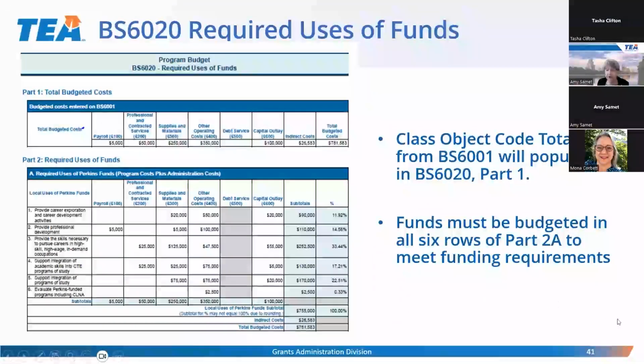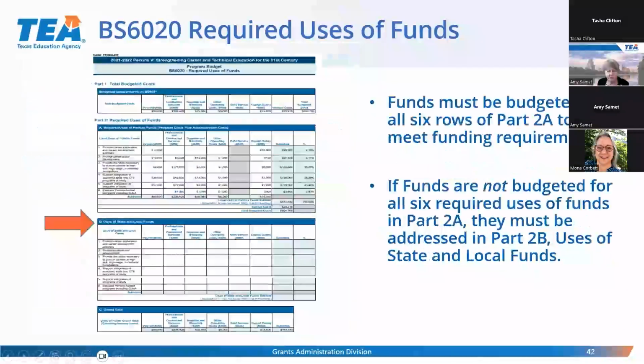Now we're going to look at 2B. So here's 1, here's 2, and then here's 2B. Reading this bullet point to the right, if funds are not budgeted for all 6 required uses of funds in Part 2A, if they're not budgeted there, then they must be addressed in this Part 2B, which is uses of state and local funds. So this Part A is uses of Perkins funds, and Part B is uses of state and local funds.